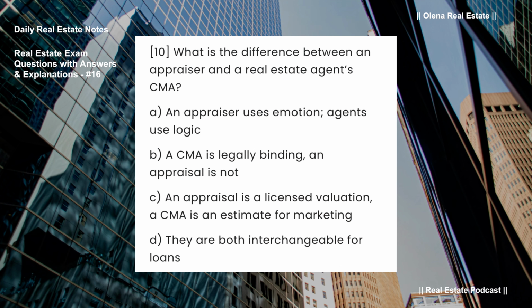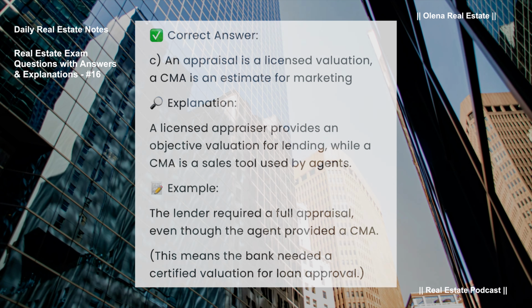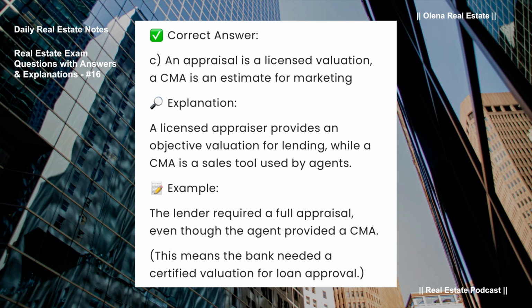What is the difference between an appraiser and a real estate agent's CMA? A. An appraiser uses emotion, agents use logic. B. A CMA is legally binding, an appraisal is not. C. An appraisal is a licensed valuation, a CMA is an estimate for marketing. D. They are both interchangeable for loans. Correct answer, C. An appraisal is a licensed valuation, a CMA is an estimate for marketing.